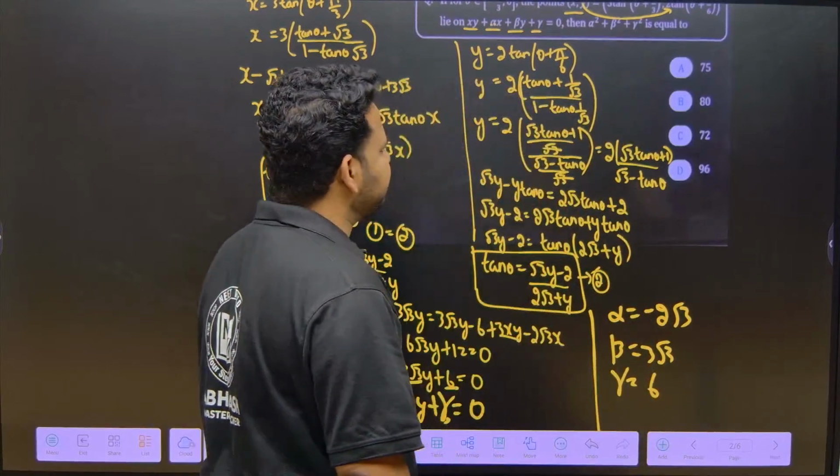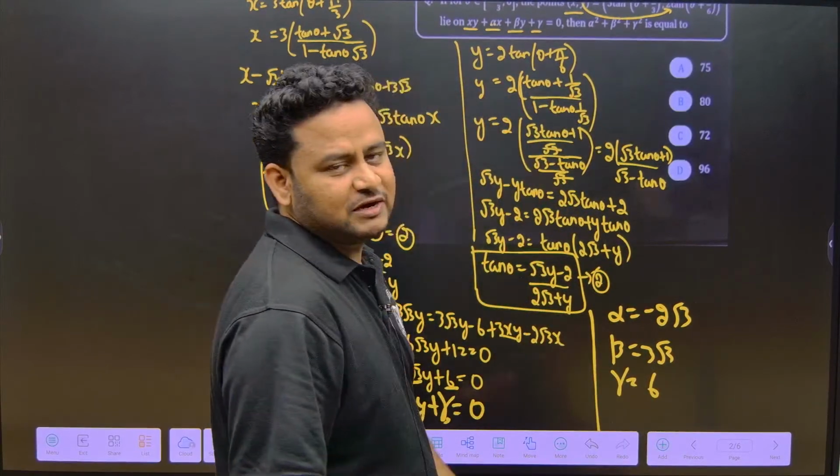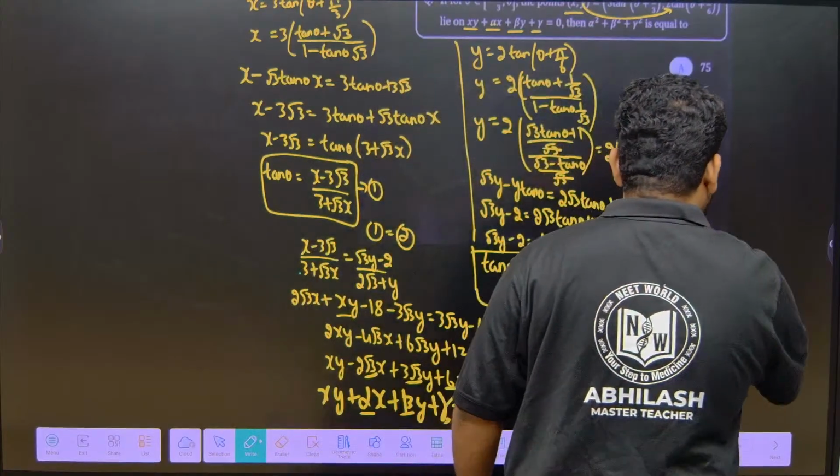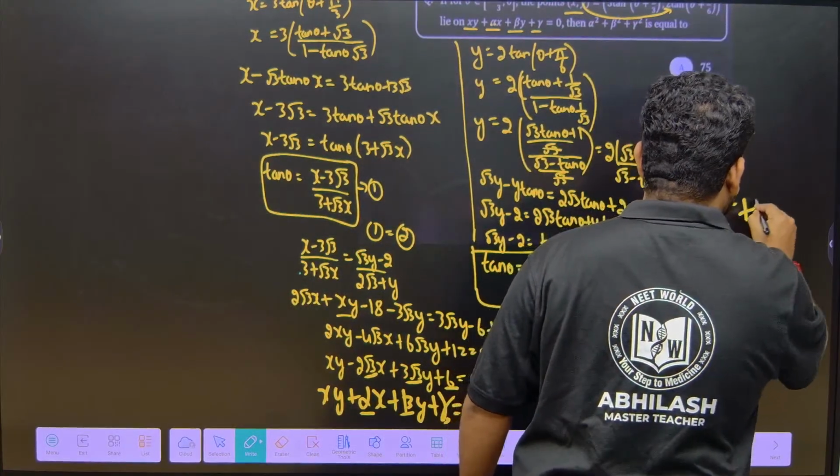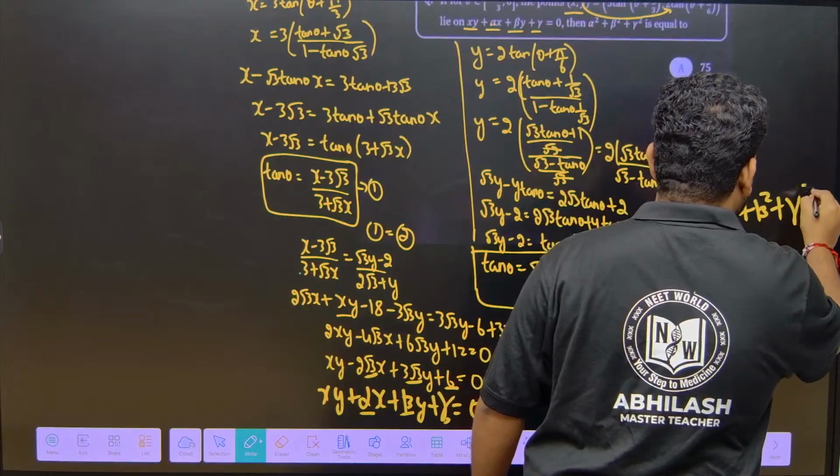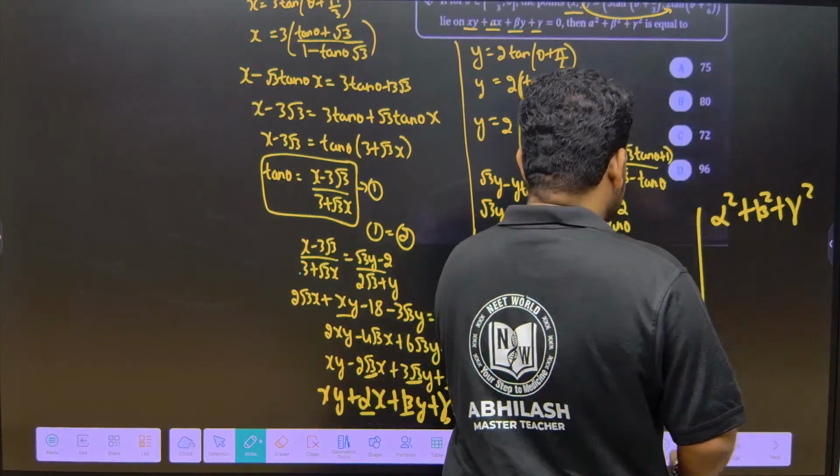Now what are they asking us to find, friends? Alpha square plus beta square plus gamma square. So they are asking us to find alpha square plus beta square plus gamma square. Alpha square means nothing but 2 root 3 whole square.